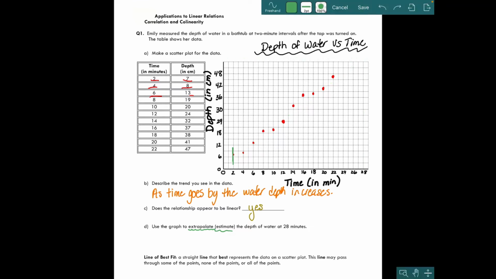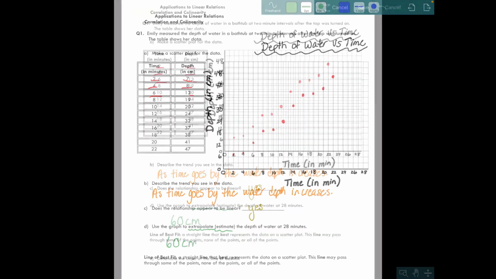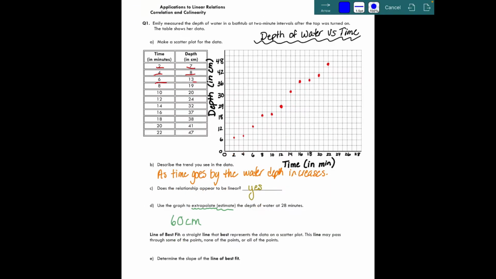So again, this is all an approximation. It's not the most accurate, but we could say it would be at about 60 centimeters. Then the next part says line of best fit. That's a straight line that best represents the data on a scatter plot. This line may pass through some of the points, none of the points, or all of the points.